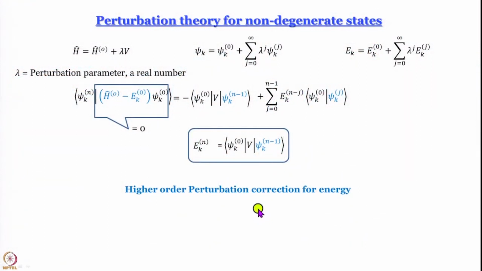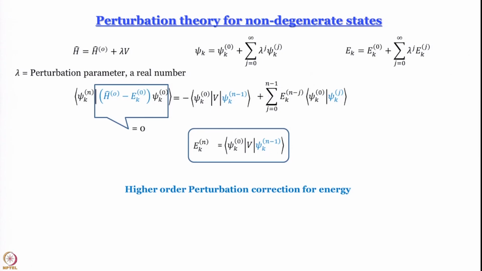This is where we had stopped our discussion. Now we will go ahead and finish it in this somewhat shorter module. We have obtained an expression for the higher order perturbation correction for energy, and in this expression we have the integral psi k 0th, V, psi k n minus 1th. Let us not bother about V for the moment. V is going to be dependent on what kind of system we look at.